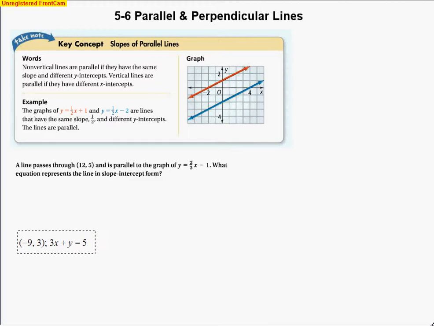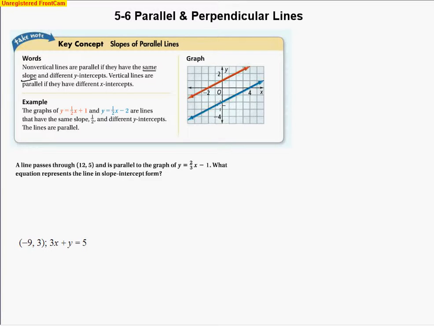This is a lesson for Chapter 5, Section 6, which deals with parallel and perpendicular lines. What we've seen in the past, especially when we graphed lines that were parallel, is that parallel lines always had the same exact slope. That's what it says here: parallel lines have the same slope, but different y-intercepts.